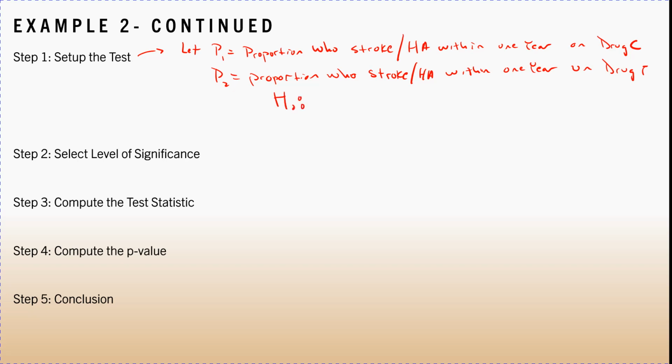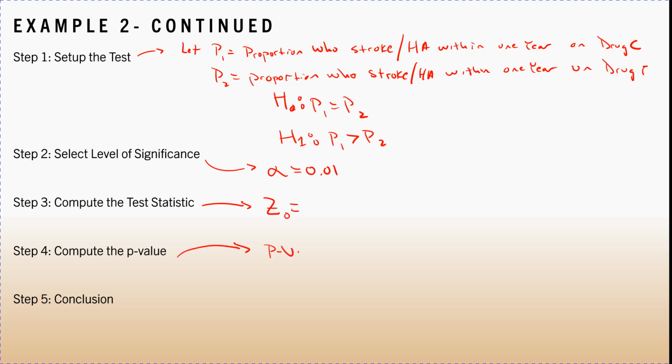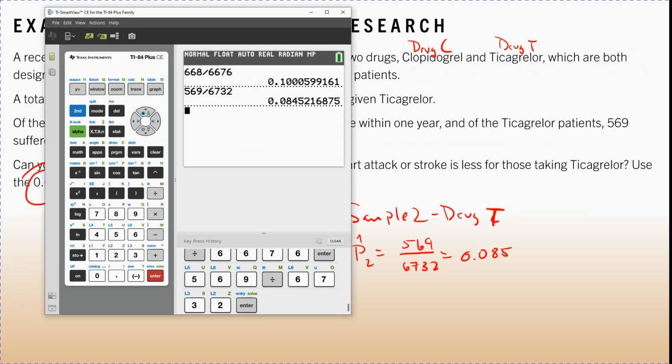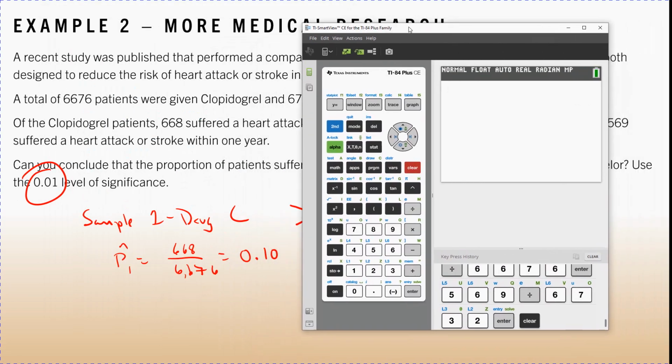So our null will be a statement of equality. So P sub 1 is equal to P sub 2. And our alternative will be, it's greater. It's greater for those taking that first drug. So alpha is equal to 0.01 here. Test statistic and p-value, the calculator is going to give us real quickly. Okay? So let me go back to the previous slide, and we'll start plugging in the information.